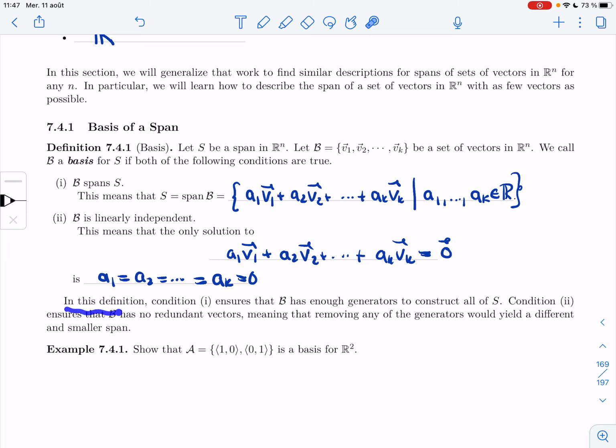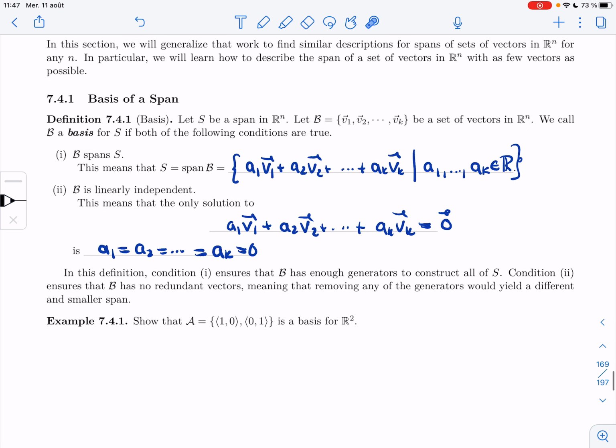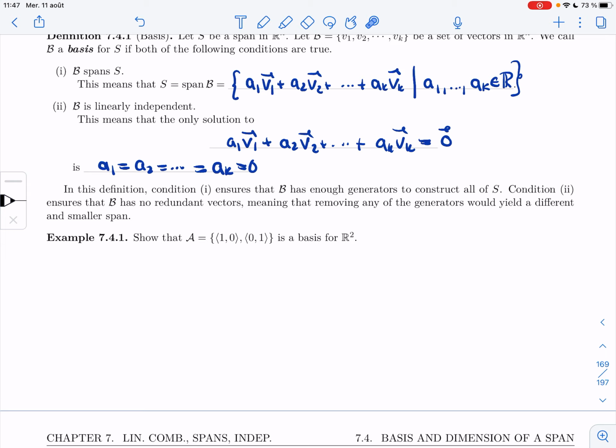So in this definition, condition one ensures that B has enough generators to construct all of S. So I have enough building blocks to get everything in S constructed. Condition 2 ensures that B has no redundant vectors, meaning that removing any of the generators would yield a different and smaller span. So I have everything I need to construct S, nothing extra. All right, so let's start with an easy example.